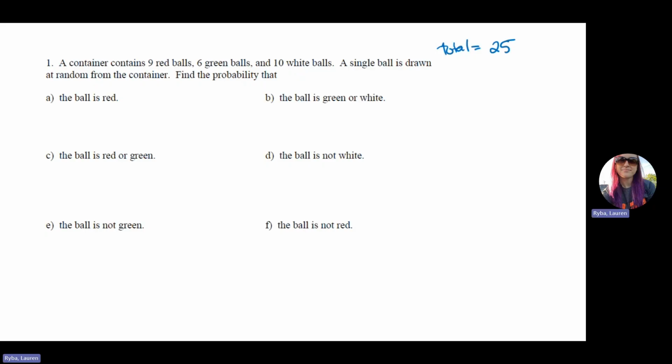The first question then says, find the probability that the ball is red. So the way I write that, I put a P, capital P, and then in parentheses, I put what I'm looking for. So I'm looking for red. So the way I write that, probability of red is equal to, and then this is just a basic probability. How many are red out of how many total? Well, there's 9 red out of 25. If you can reduce, you do so. If you can't, you just leave it like that. This one doesn't reduce, so I'm just going to leave it as 9 out of 25.